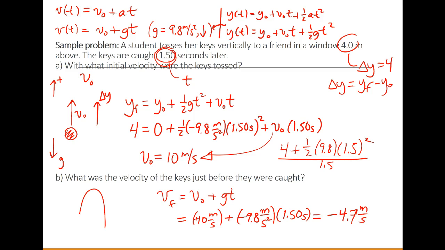It turns out that there's actually 2 times when the keys are at this height. And we're going to see more about that in the next example.